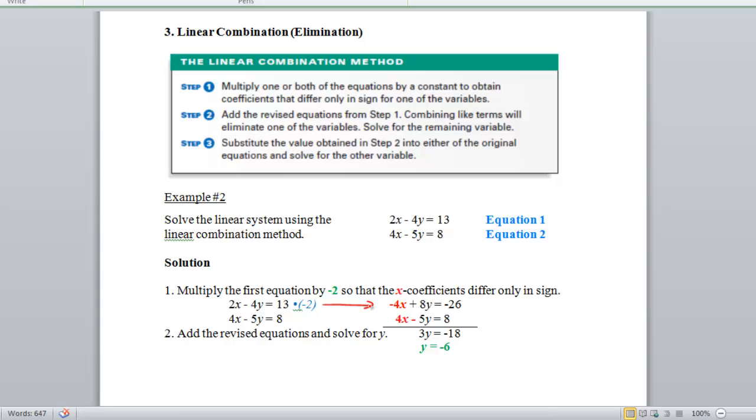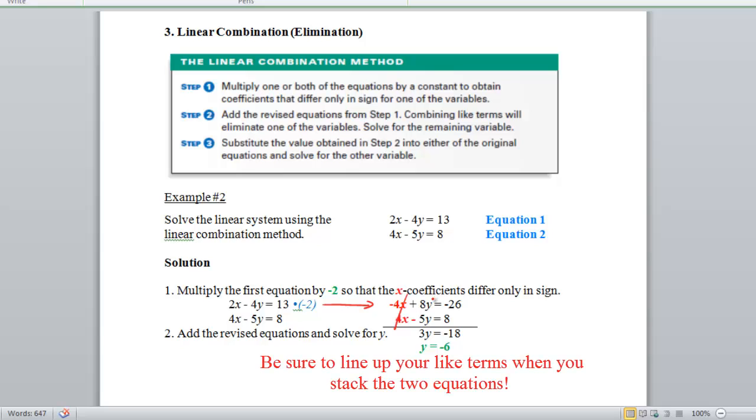And so I'm going to do this in a stacked method. Basically I'm going to add or subtract up and down. So at this point I'm combining like terms. If you look at step 2, it says to combine the like terms. So I know that 4x and -4x actually cancel each other out. They give you a 0x. 8y and -5y gives us 3y, and -26 and a +8 gives us -18.